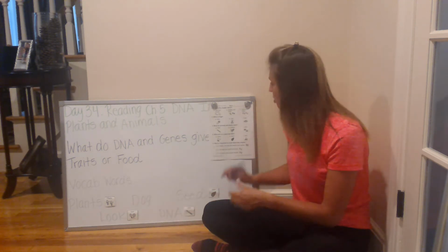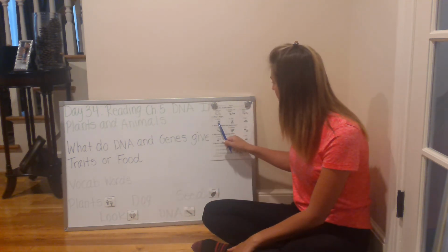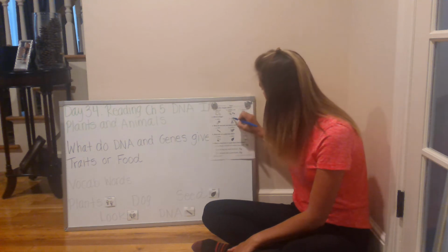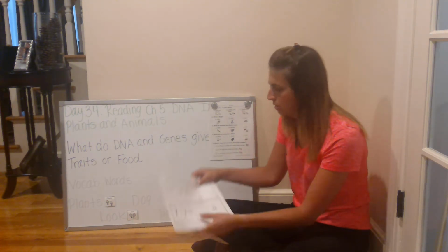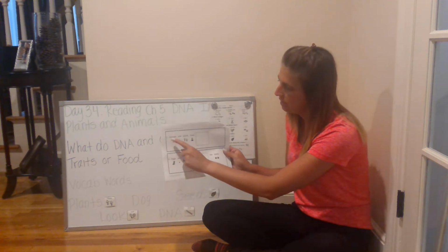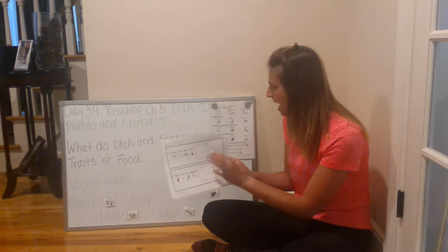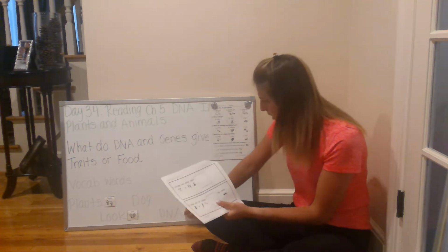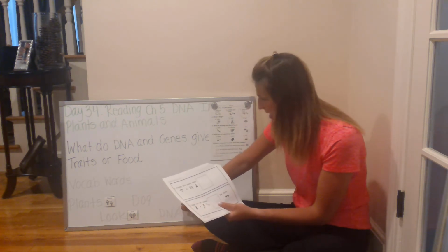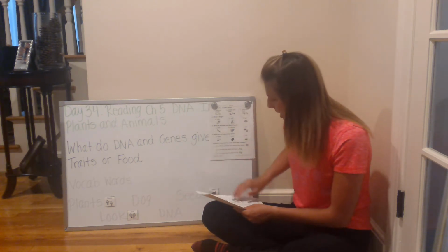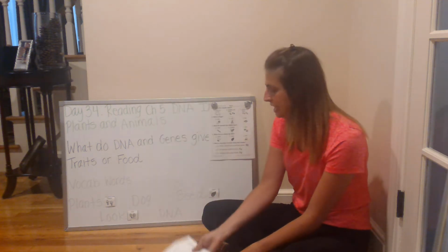Number 2 on the multiple choice. What is Sage? A baby, a dog, or a fish? The correct answer is Sage is a dog. Number 2 on the fill-in. Animals and plants have blank. The correct answer is DNA. Animals and plants have DNA.